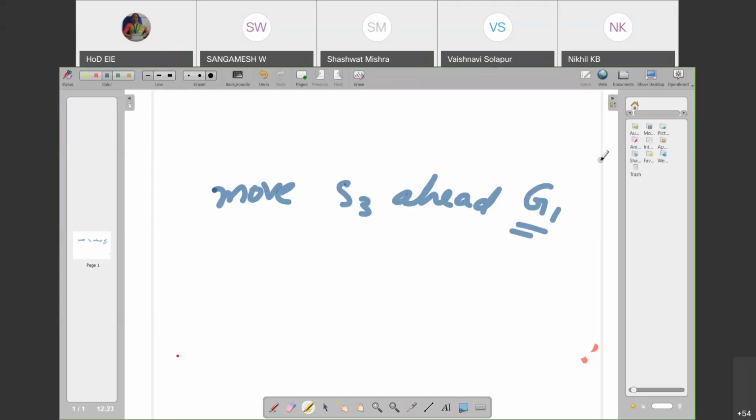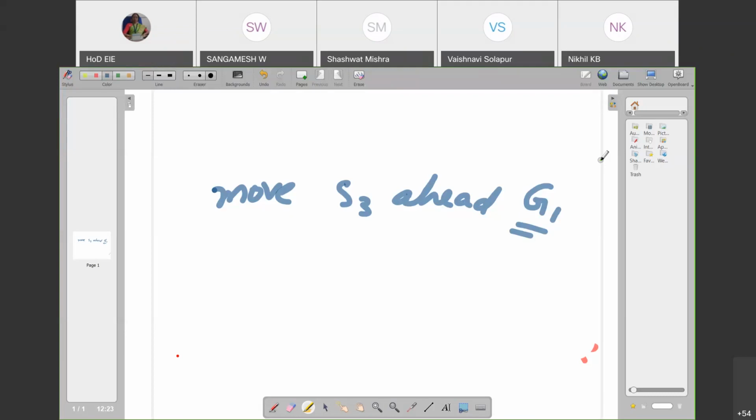Now what you are doing is you are just moving your summing element S3 with its attachment of H2 as it is and putting it just ahead of G1. That's what you are doing. By doing so, you have to take care of your H2 to be multiplied with 1 by G1.